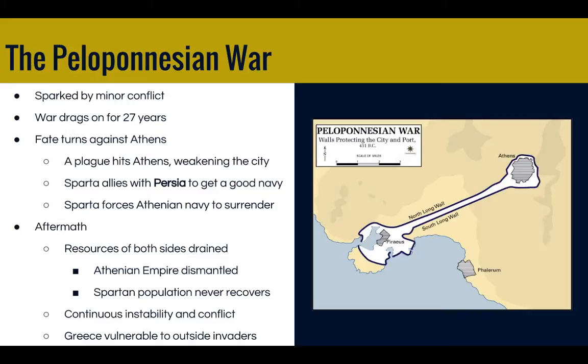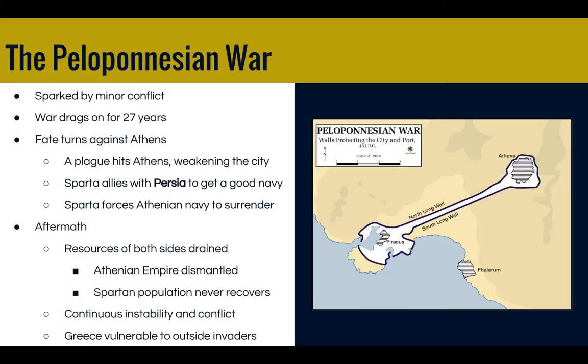In addition to that general weakening of Athens, Sparta decides to go to an unlikely source. They contact Persia and ask Persia for naval assistance, since Sparta knows they will never be able to match Athens at sea. And so they basically just ask Persia for boats, and they get a decent navy that eventually forces the Athenian navy to surrender.